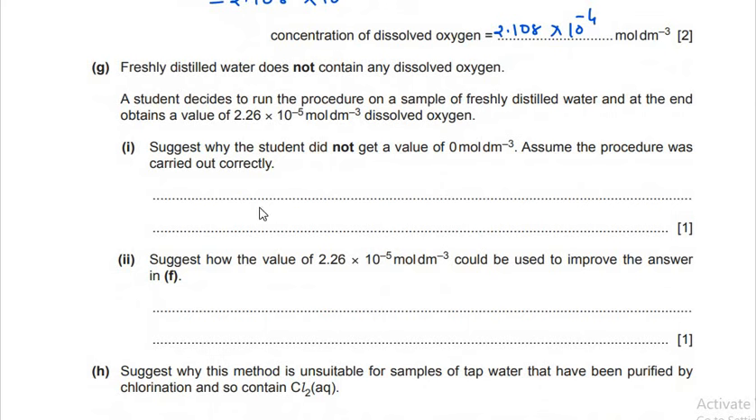So 2.108 into 10 power minus 4 moles per dm cube is the concentration of oxygen present in the given river water. Now the next sub question says freshly distilled water does not contain any dissolved oxygen. So a student decides to run the procedure on a sample of freshly distilled water and obtains a value of 2.26 into 10 power minus 5 moles per dm cube dissolved oxygen. So this is the concentration of dissolved oxygen in the freshly prepared distilled water. Now the sub question is: suggest why the student did not get a value of 0 moles per dm cube, and assume the procedure was carried out correctly.